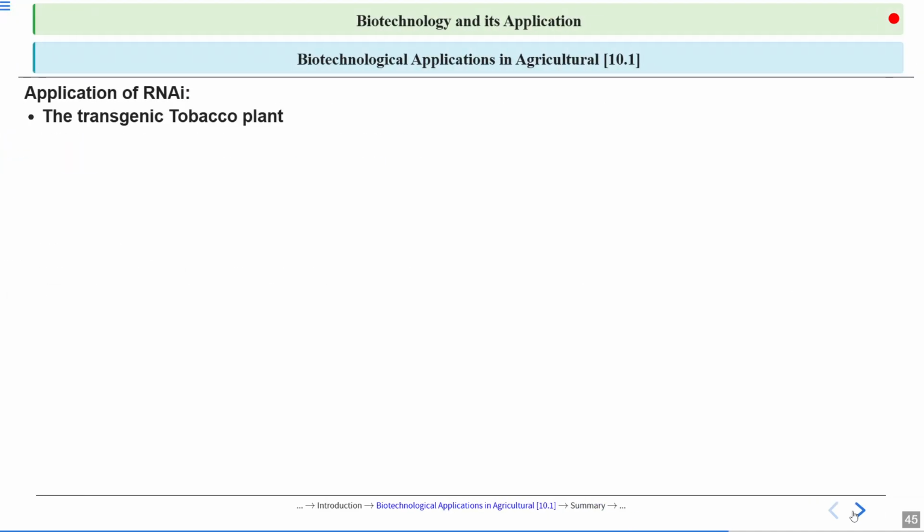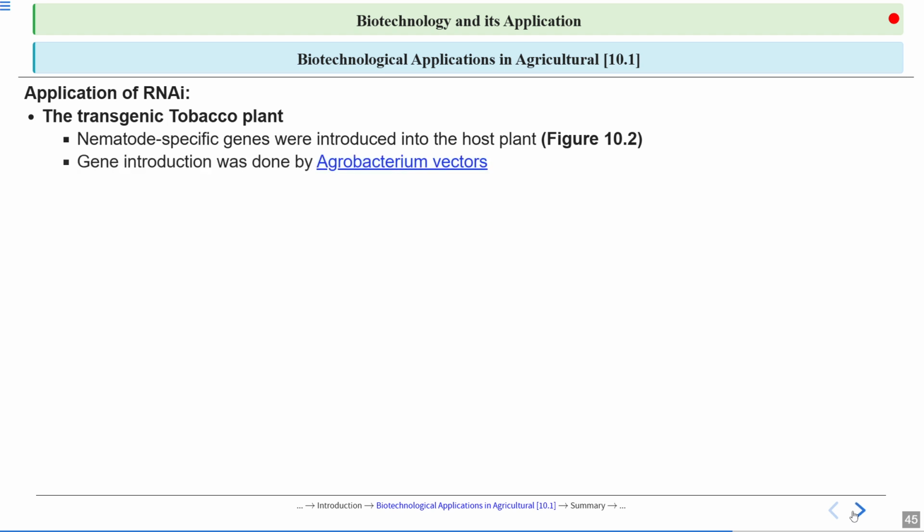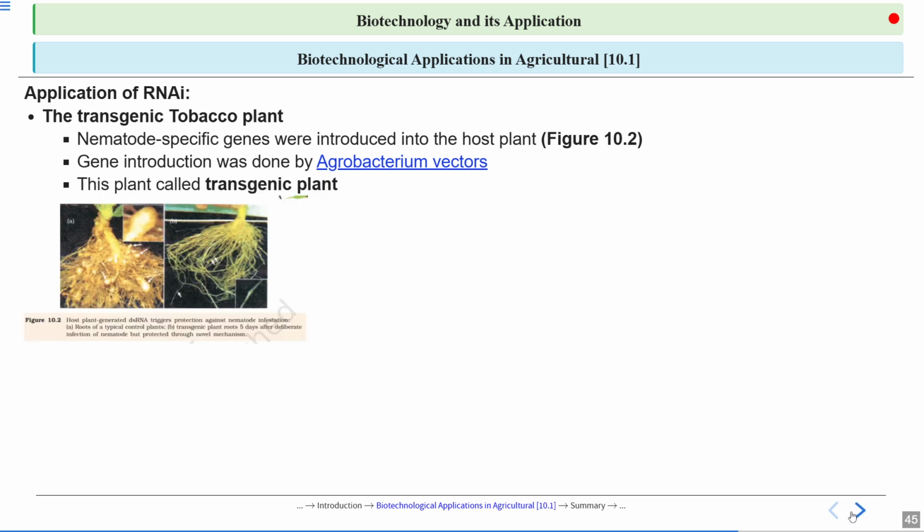Now, what is the application of this RNAi, that is RNA interference? First, we can use the transgenic tobacco plant. Nematode specific genes were introduced into the host plants. This gene introduction was done by Agrobacterium vectors. This plant is called the transgenic plant. As you can see in the figure, the first plant has already been infected by the nematode, but in the second plant we have used the transgenic plant which has this RNAi technology in it, and that's why it has been protected from the nematode.